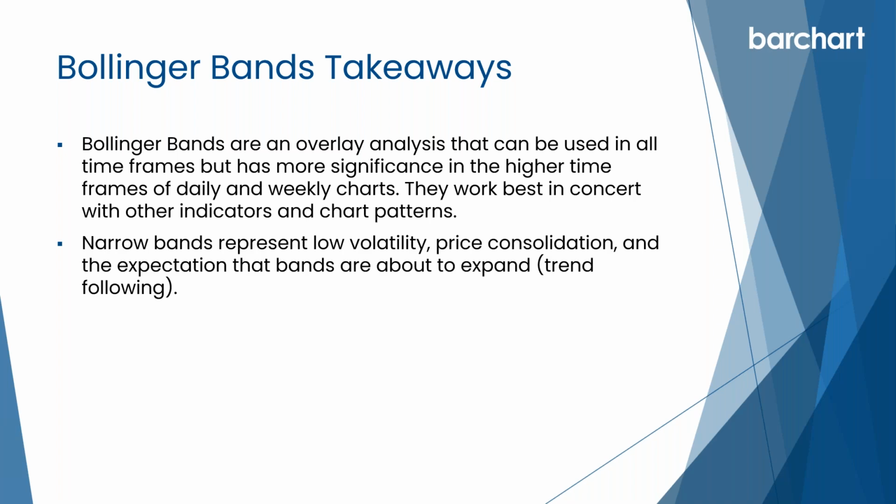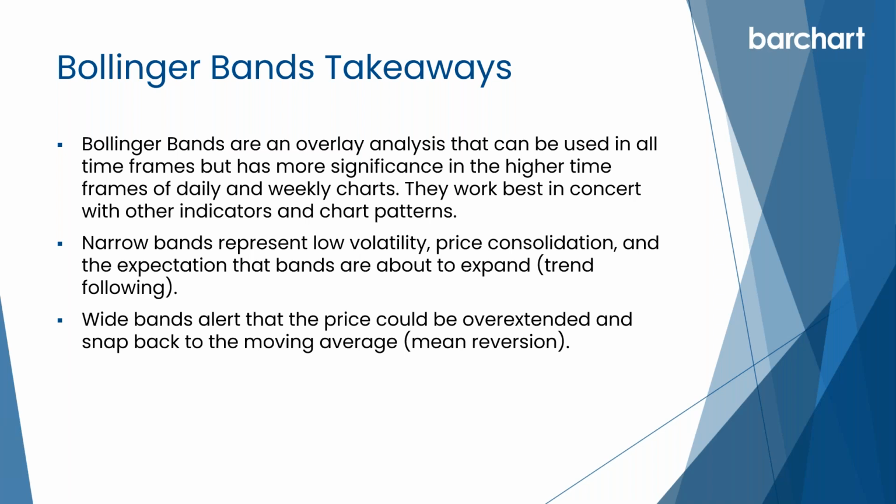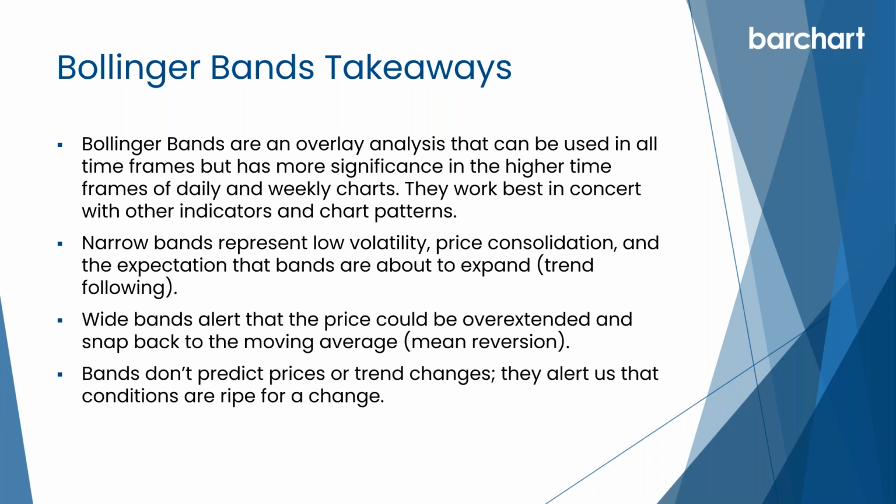Narrowing bands represent low volatility and price consolidation, and the expectation is that bands are about to expand and that a trend is about to occur. Wider bands tell us that the market is maybe overextended and that we're stretching like a rubber band, and that when price returns inside the bands, we're going to snap back to that moving average, that mean reversion. And remember that bands don't predict where prices will go or when trends are changing; they're just alerting us that the conditions are right for those changes.